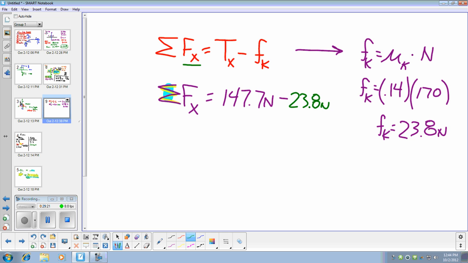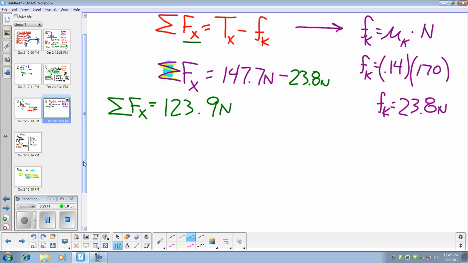Splendid. So now we can jump back over here, and we can actually plug that in, 23.8 newtons. So the sum of our forces in the x component is then going to be equal to 123.9 newtons. Awesome. Now we can use this to find our acceleration value. Because remember, F equals ma here, and the sum of all the forces in the x value will give us our acceleration in the x value. And the mass of the object is not going to change based on whether we're talking about x or y components.